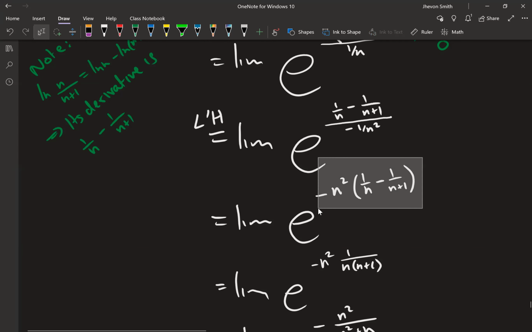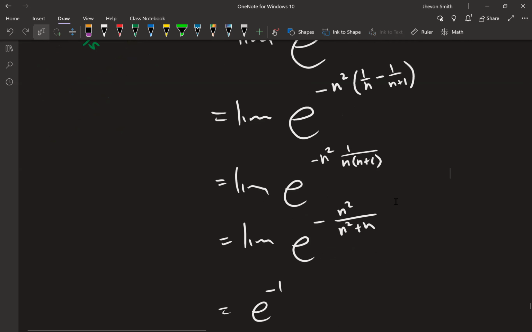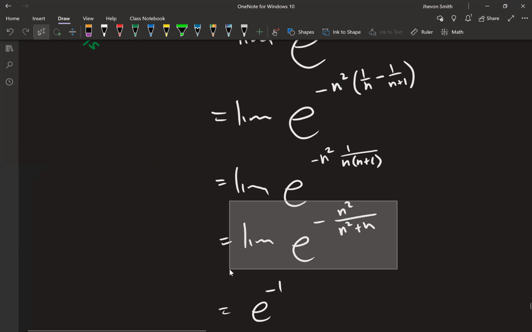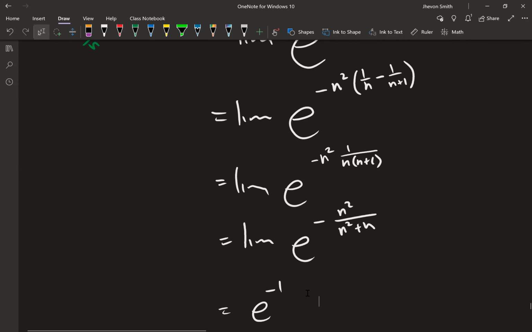Simplify that, I get this. Simplify some more, I get that. And then ultimately, I end up with this limit. Now, if I take that limit as n approaches infinity, that approaches 1 over e.